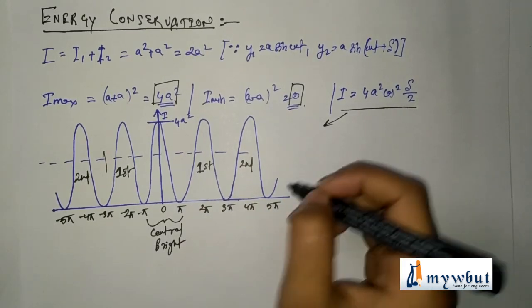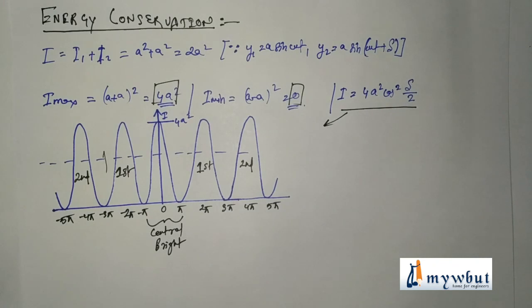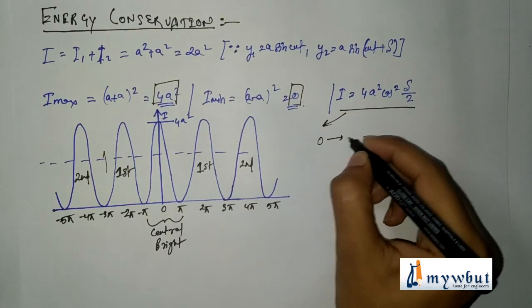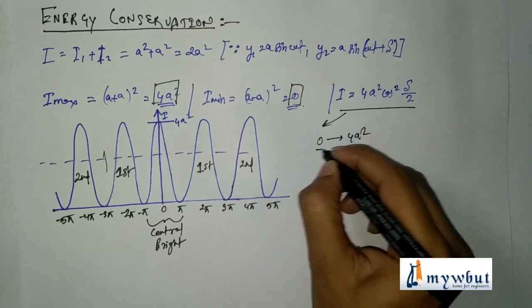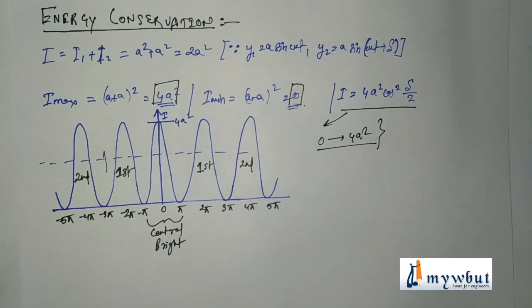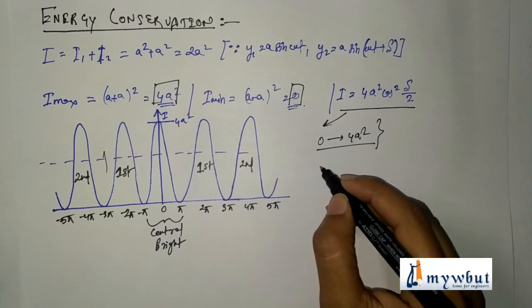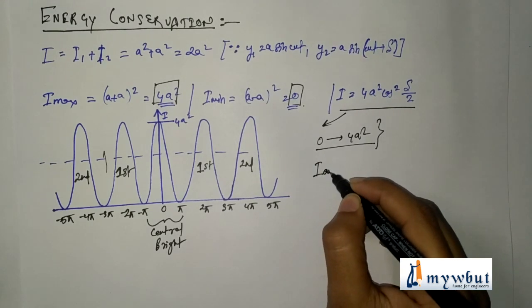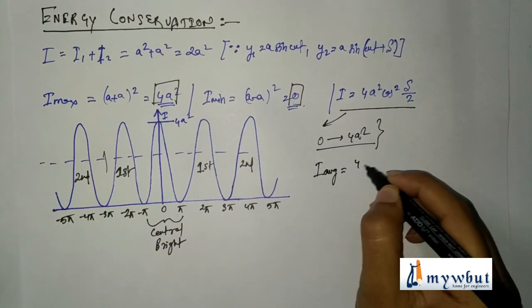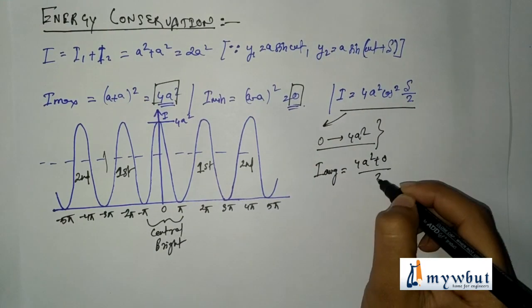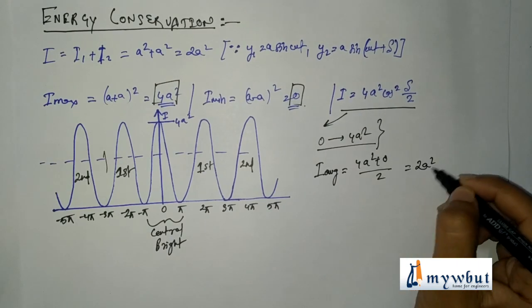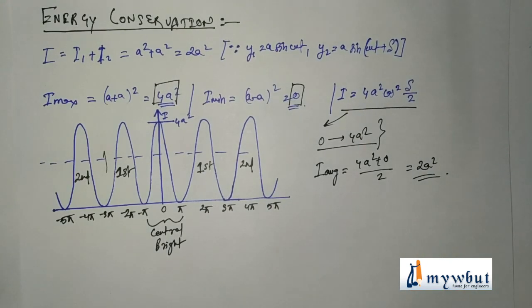So from this graph, we can say that intensity varies from 0 to 4A square. This is the range of intensity variation. Hence, the average intensity after interferencing. Therefore, I average after interferencing must be 4A square plus 0 by 2. That is 2A square. So this is the average intensity equation. This is also present in the absence of interference. Hence, the energy is conserved.